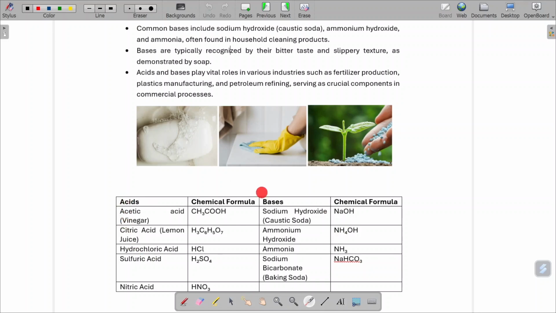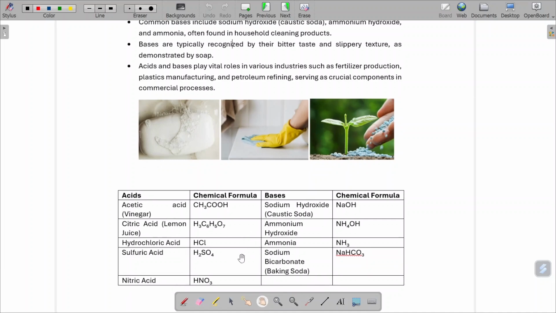Here in this table is a list of a number of acids and bases. This is not the list of all the acids and bases that are available, but these are important ones for you to understand. So this first acid, acetic acid or vinegar, has the chemical formula CH3COOH. Citric acid occurs in lemon juice with the formula H3C6H5O7. Hydrochloric acid, the formula HCl. Sulfuric acid, the formula H2SO4. And nitric acid with the formula HNO3.